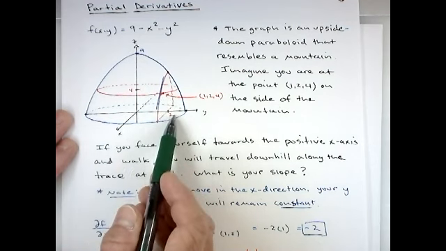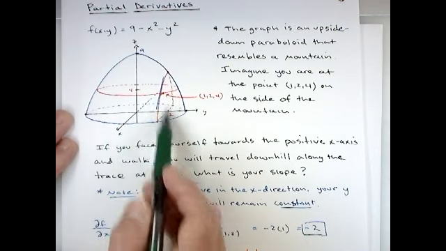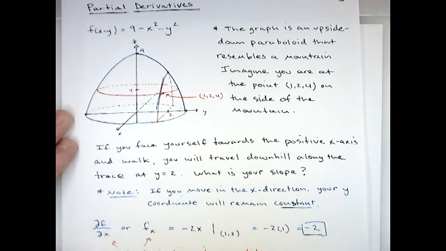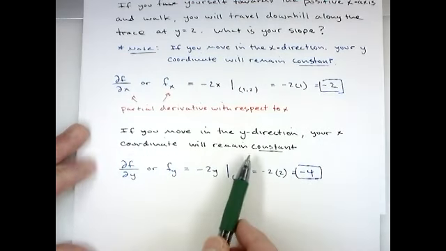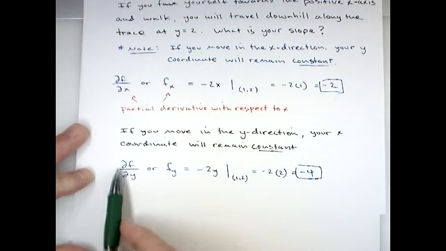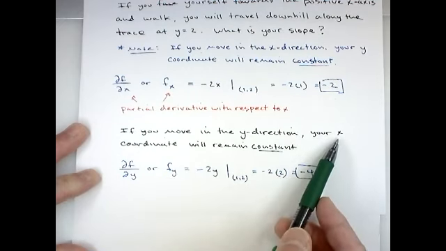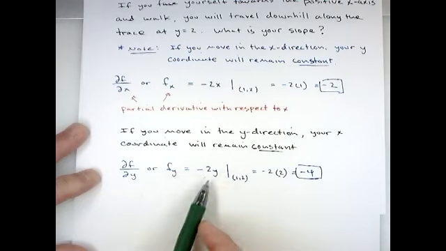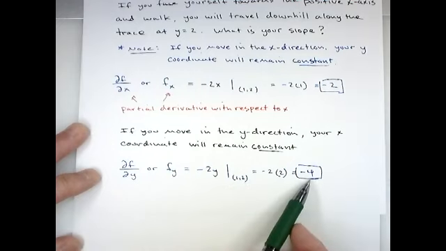Now, if I move in the y direction, my x value is going to stay the same. However far out I am here, I'm going to stay that far out. So if I want to find my slope in the y direction, I'm going to treat my x coordinate as a constant. Notation-wise, it's the partial of f with respect to y, or f sub y. Again, the derivative of your x term would be 0 because it's a constant. And I would just end up with negative 2y. Evaluated at the same x and y value, that gives me a slope of negative 4.